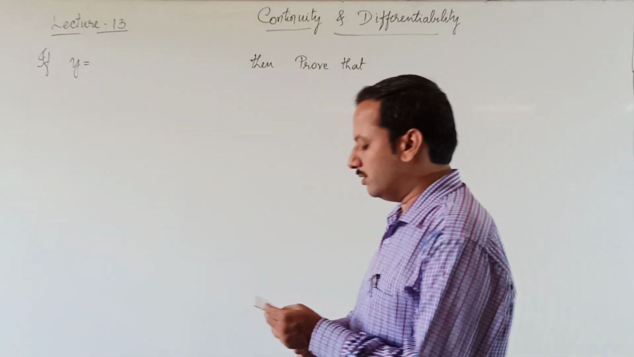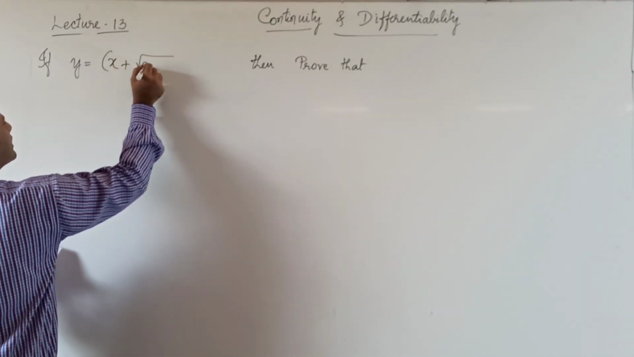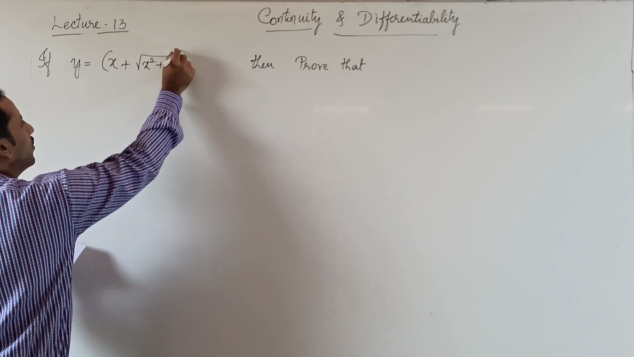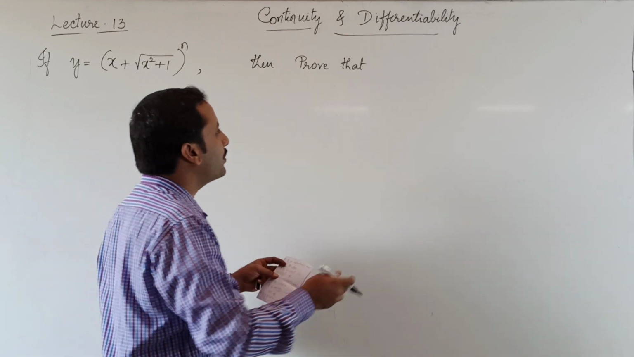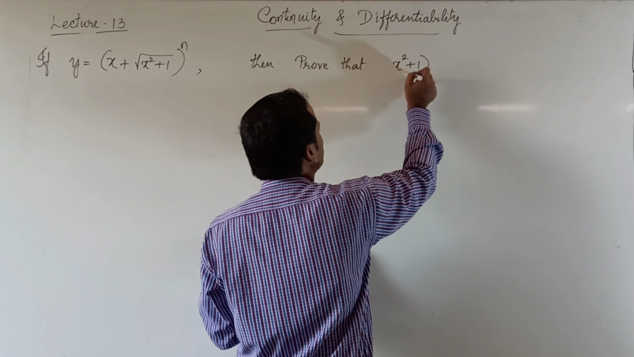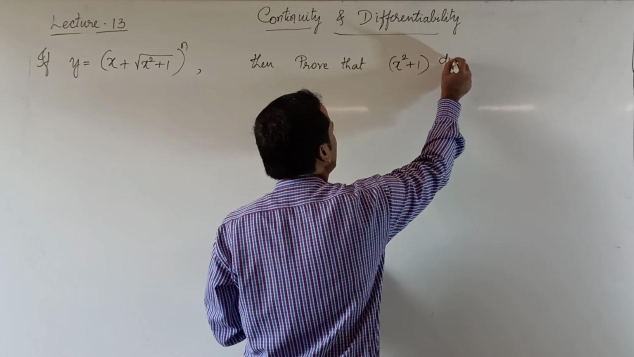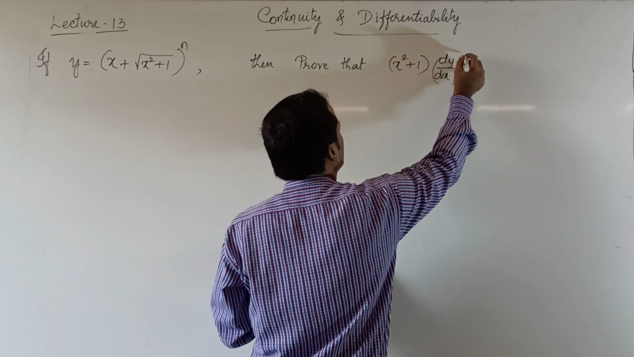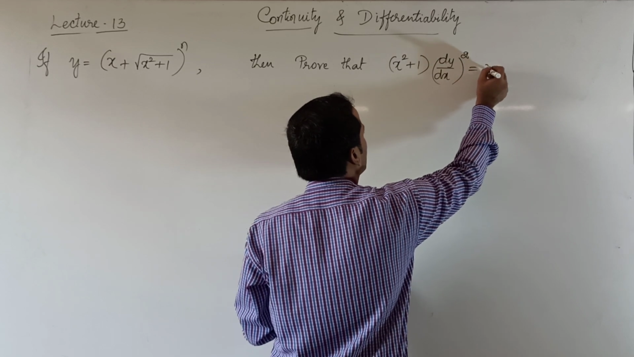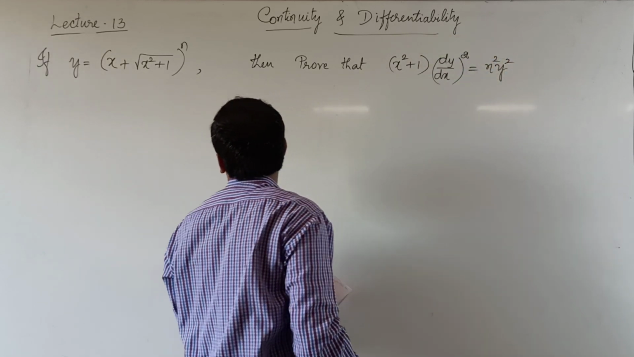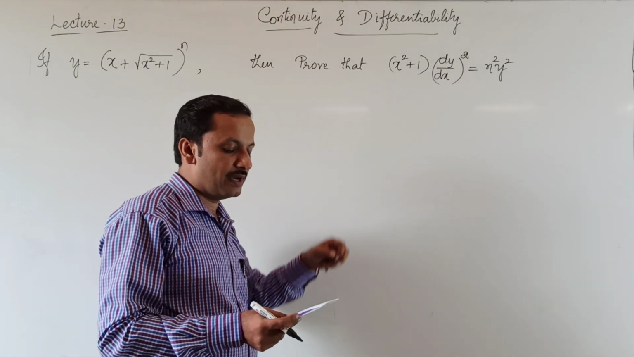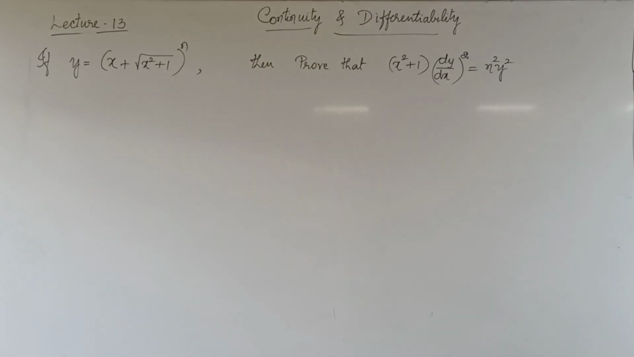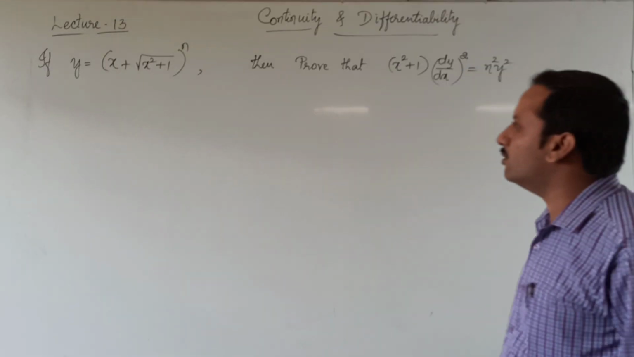If y is equal to x plus root of x square plus 1, whole power n, then prove that x square plus 1 into dy by dx whole square is equal to n square into y square.